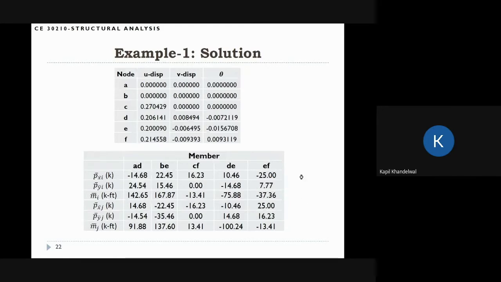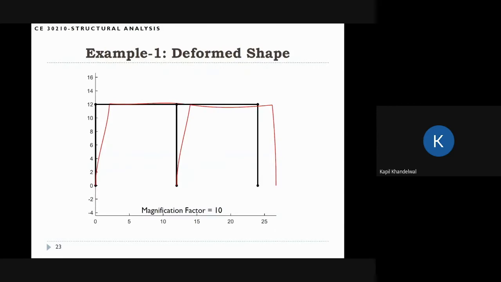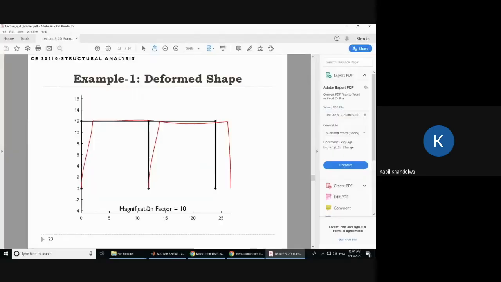And I can also plot the deformed shape. So this is the way the system is deforming, and you can see that there's a lot of lateral motion in this frame, because of the way the frame is supported. So you can see that here there was a roller. So you can see that this node is moving to the right, just because there's a roller here. And this is plotted with the magnification factor of 10. So let me show you my code here.